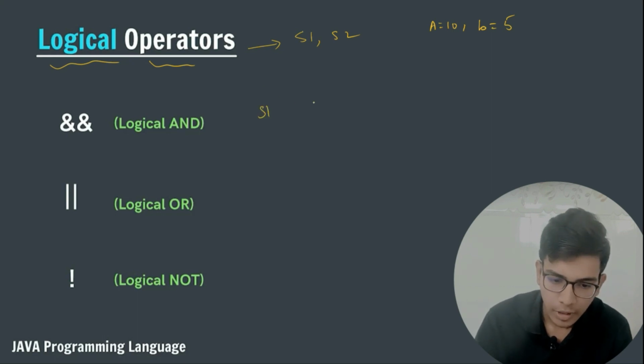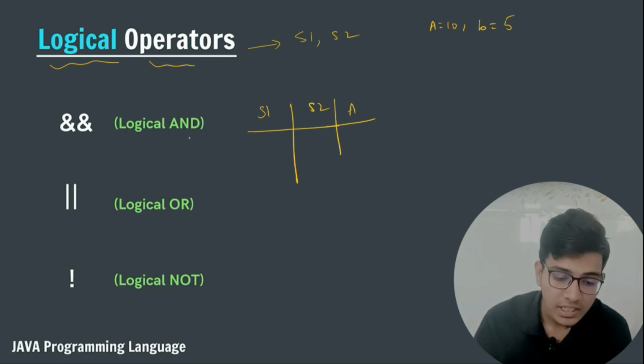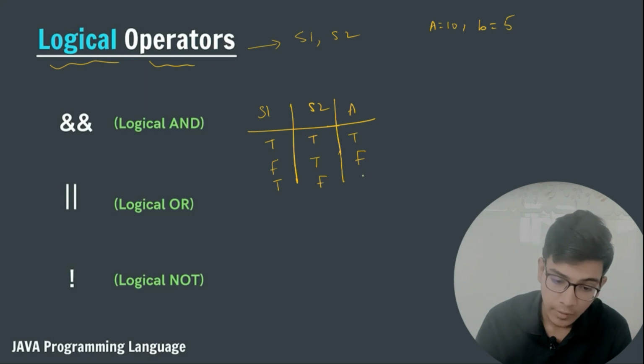Statement 1, statement 2, and this is the answer. So if the first statement is true and the second statement is also true, then this will give true. If the first statement is false and the second statement is false, then this will give us false. If the first statement is true and the second statement is false, then it will give us false.